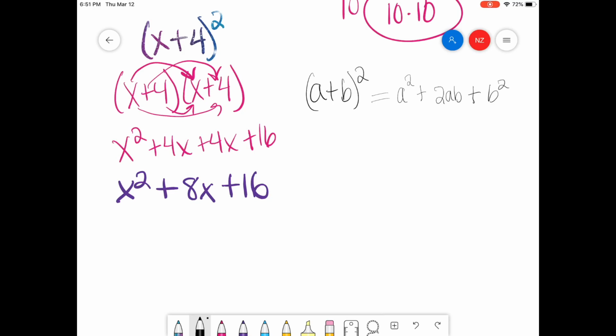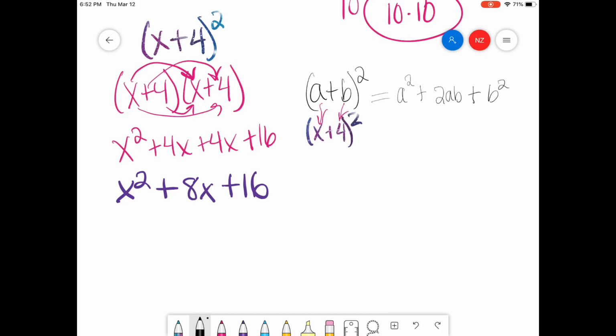So in this case, a is going to represent x, and b is going to represent 4. How do I know this? Well, my problem here is x plus 4 squared. So if you see vertically that a matches up with x and b matches up with 4. So a is going to be x and b is going to be 4. I'm going to work this out by using this rule, a squared plus 2ab plus b squared.